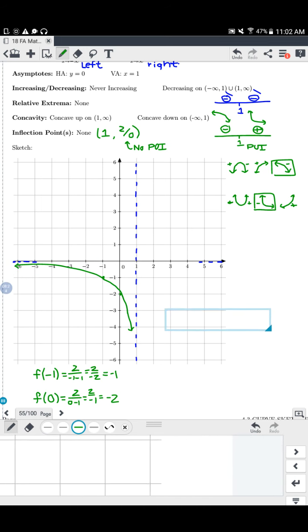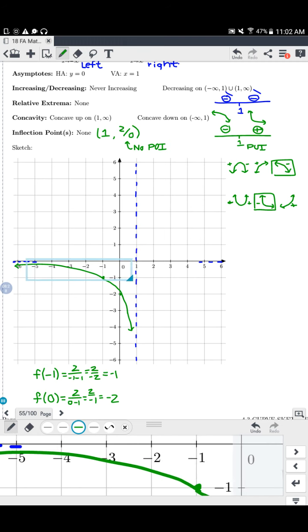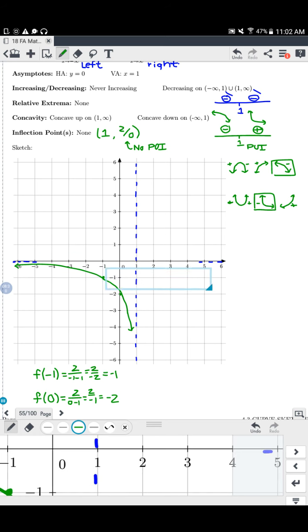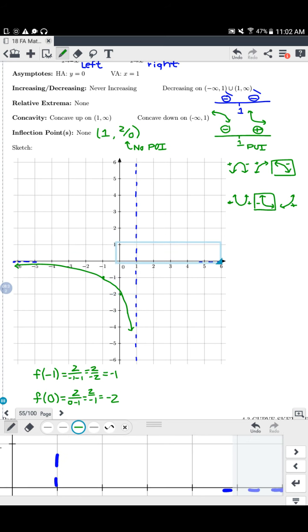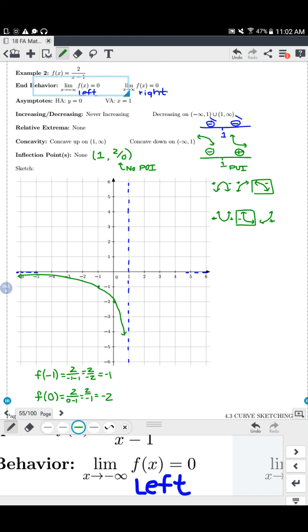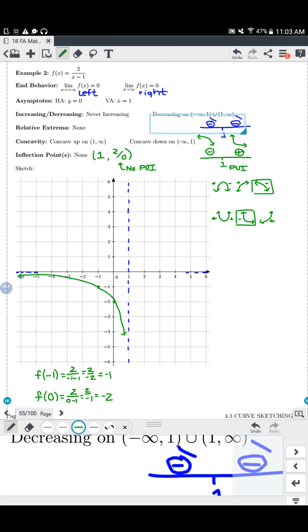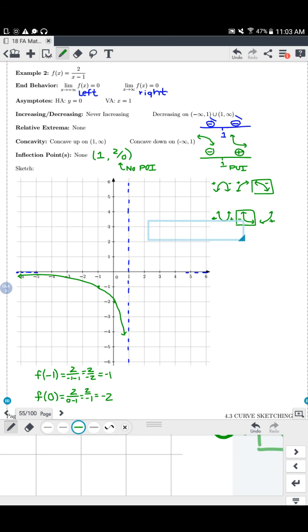So there's my first piece. It's decreasing, it's concave down, and as x goes to -infinity, our y value is going to 0. So I have that asymptote and that end behavior in there from above. So we go to -infinity. As we go to the left, we're stopping at 0. I have my horizontal asymptote. It's decreasing and concave down. So far I'm pretty good.